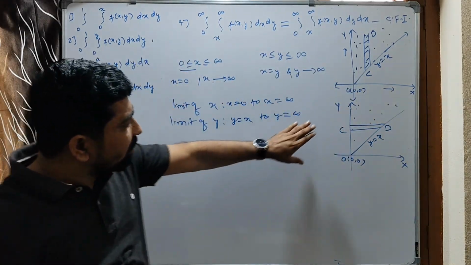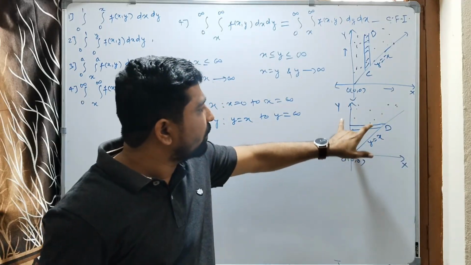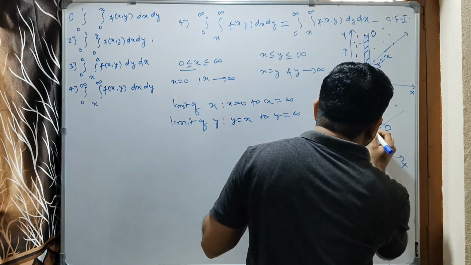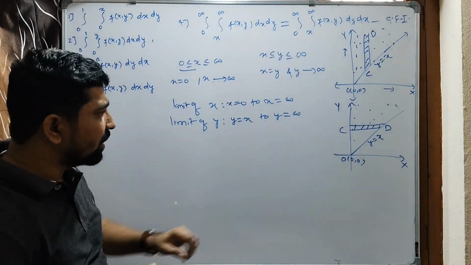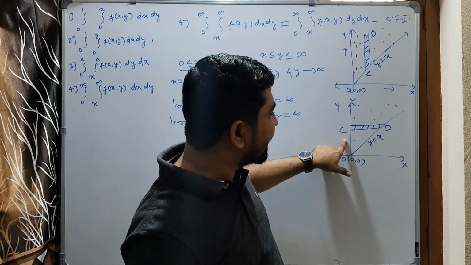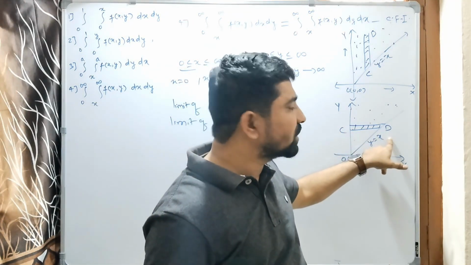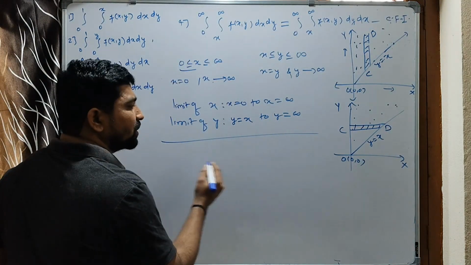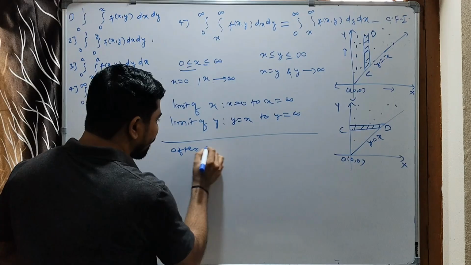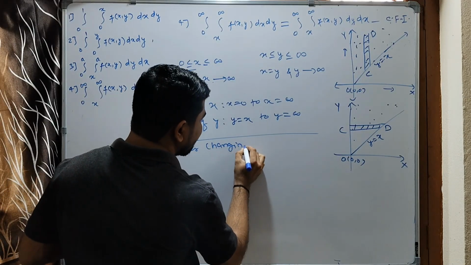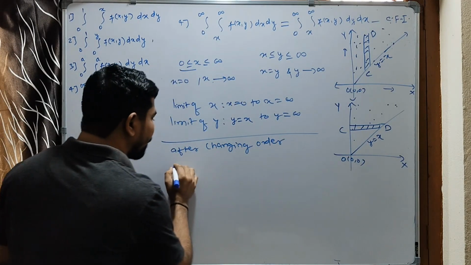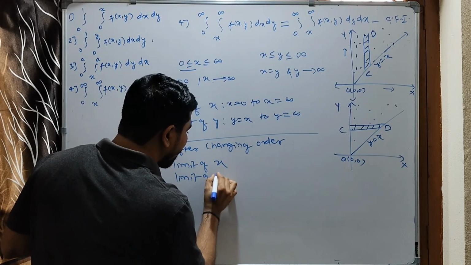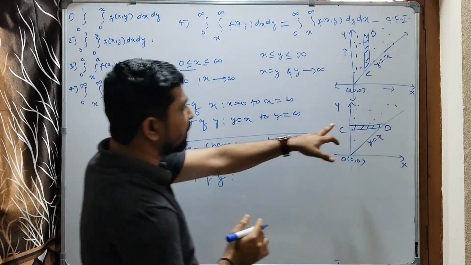Now I want to cover the same region, which is bounded by the y-axis and the line extending up to infinity, with the help of the horizontal strip CD which is parallel to the x-axis. My strip CD starts at the y-axis, x equal to 0, and terminates on this line, at this point x equal to y. So here are the limits of x and limits of y after changing the order. The limits of x are x equal to 0.